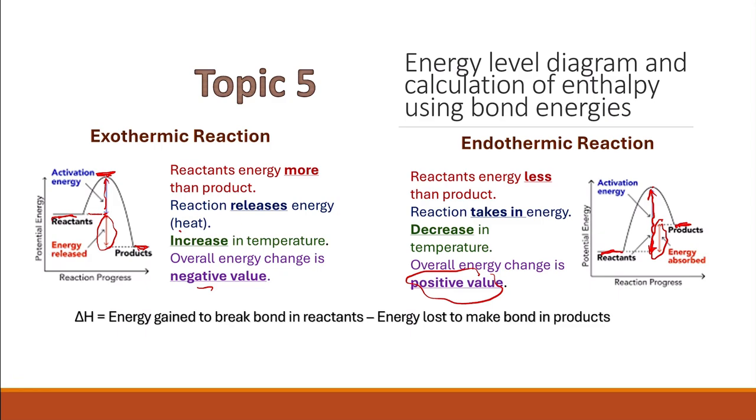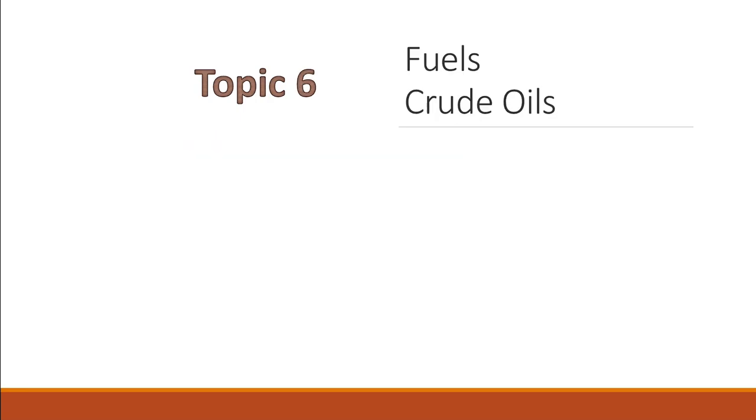So the overall energy change equals all the energy gained to break all the bonds in the reactants minus the energy lost to make the bonds in the products. It should be a negative value if it's an exothermic reaction or a positive value if it's an endothermic reaction.